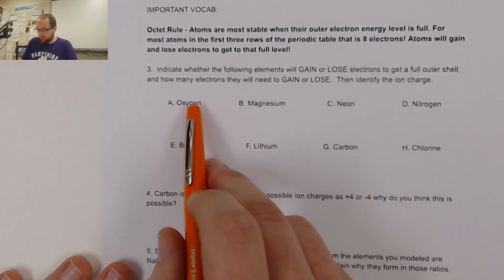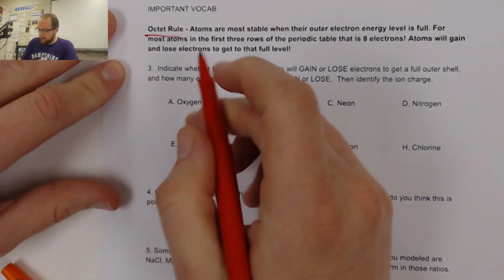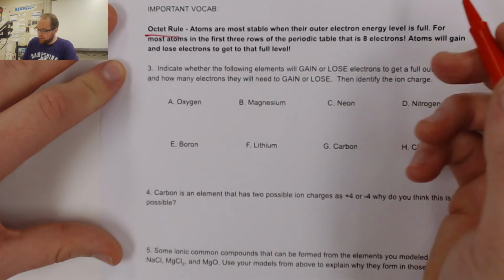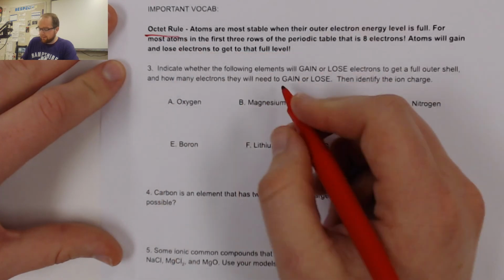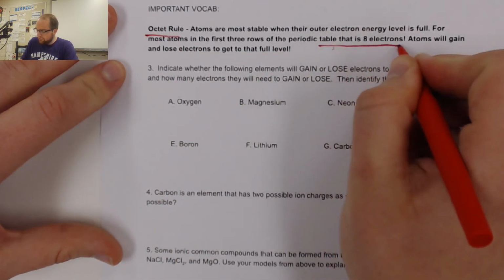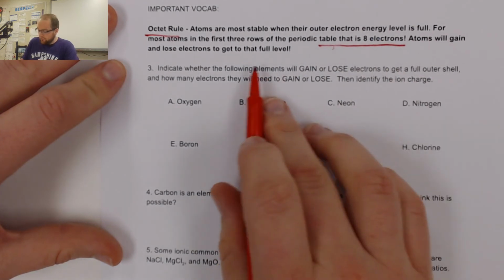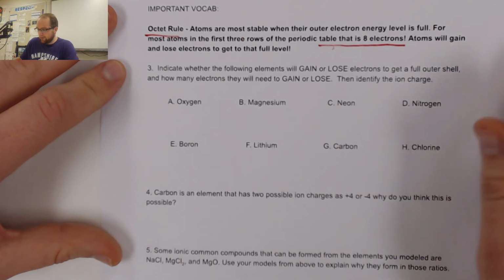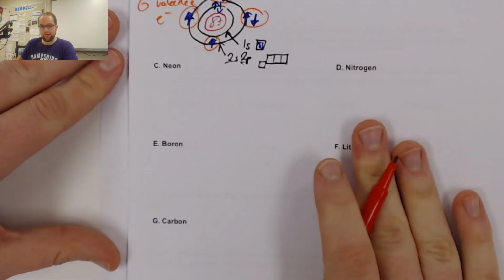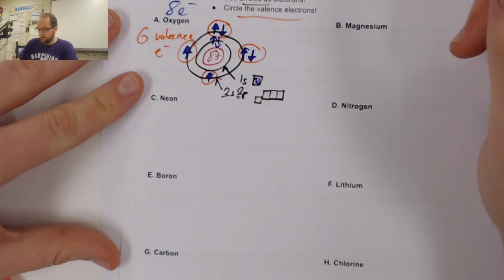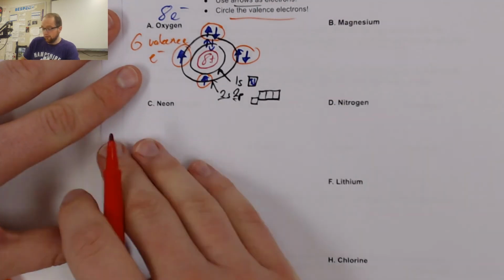So, in order to understand this, we do need to make sure we see this important vocab up here, the octet rule. Okay? It talks about how atoms are most stable when all of their highest energy levels are full. And that means for most atoms in the first few rows of the periodic table, they want 8 electrons in their outermost level. So we can look here at oxygen. We know that oxygen had 6 in its outermost level. There it is. And if it wants to get to 8, is it going to gain electrons or lose electrons?